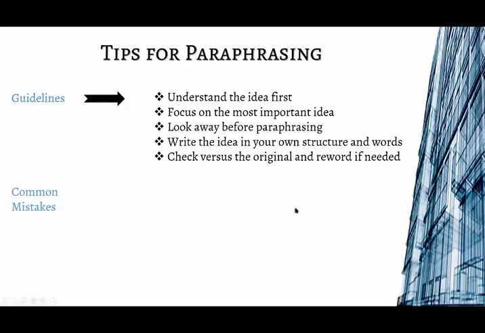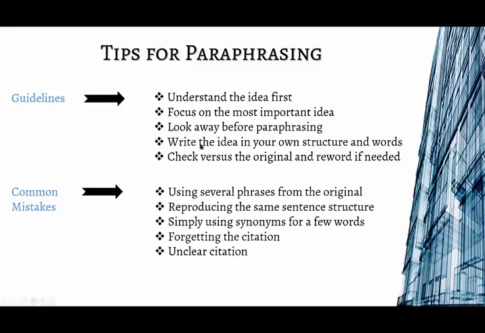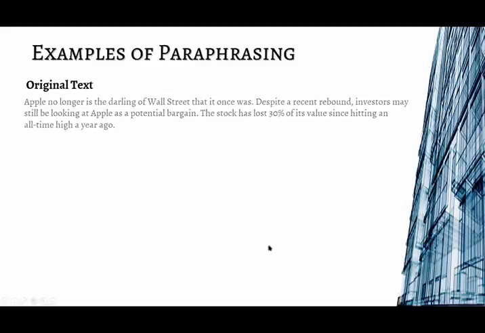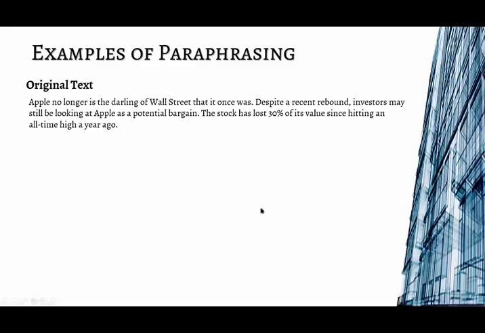Some common mistakes are basically the opposite of all these: copying a sentence in and just using some synonyms, reproducing the same sentence structure, or just outright forgetting the citation or making it unclear that this idea is someone else's. I'm not going to spend a lot of time on that because we looked at it last week. Okay, so let's take a look at how we can paraphrase effectively and how we shouldn't do it. So just take a moment to read this short blurb.